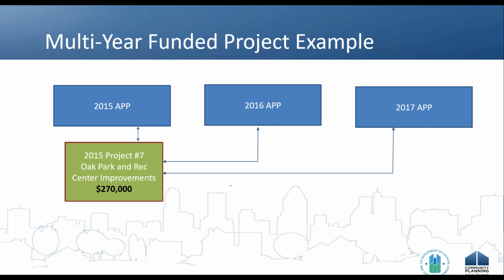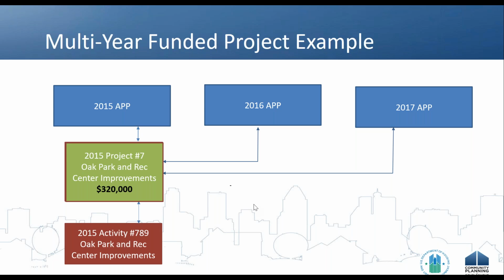So now we're moving into the third year, and there's some additional funds, I believe another $50,000 that will be added this year, and the grantee again does not set up a brand new project, but instead adds this 2015 project into the 2017 AP35 screen. And again, since there's additional funds they're putting in, it increases the budget from $270,000 in year two all the way up to the full amount of $320,000.